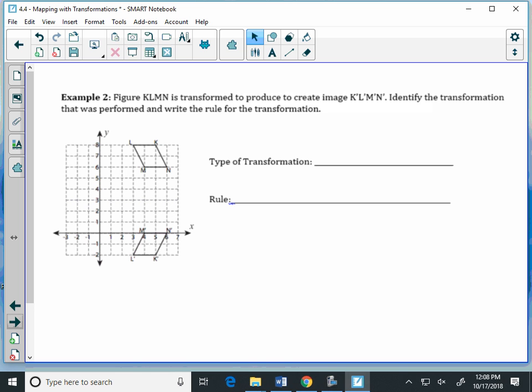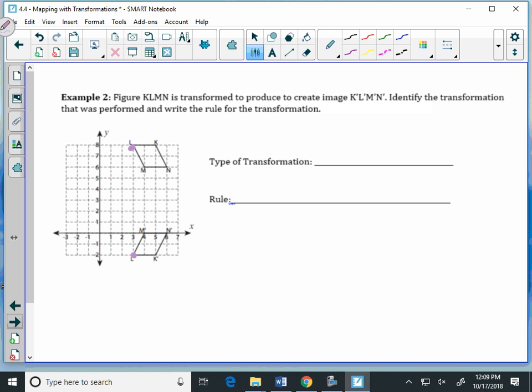So if we take a look here, figure KLMN is transformed to create image K prime, L prime, M prime, and N prime. I don't know why "produces" is in there. Identify the transformation that was performed and write the rule for the transformation. So if we take a look, again, I'm going to pick L prime and L. Here's the pre-image, there's the image, it has tick marks.